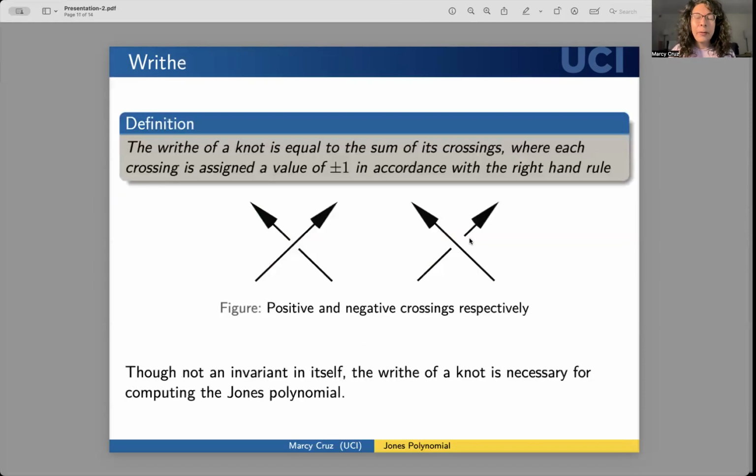Before we get to this, we must first define one more property, which is called the writhe of a knot. This is basically the sum of its crossings. We assign a value to each crossing in accordance with the right-hand rule. So the crossing on the left would be a positive crossing, whereas the crossing on the right would be a negative crossing. This isn't an invariant in itself, but it is necessary for us to compute the Jones polynomial.